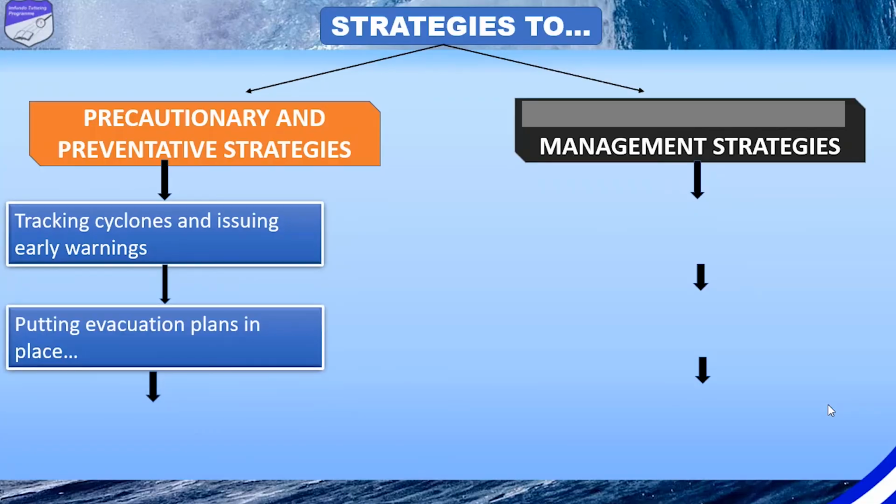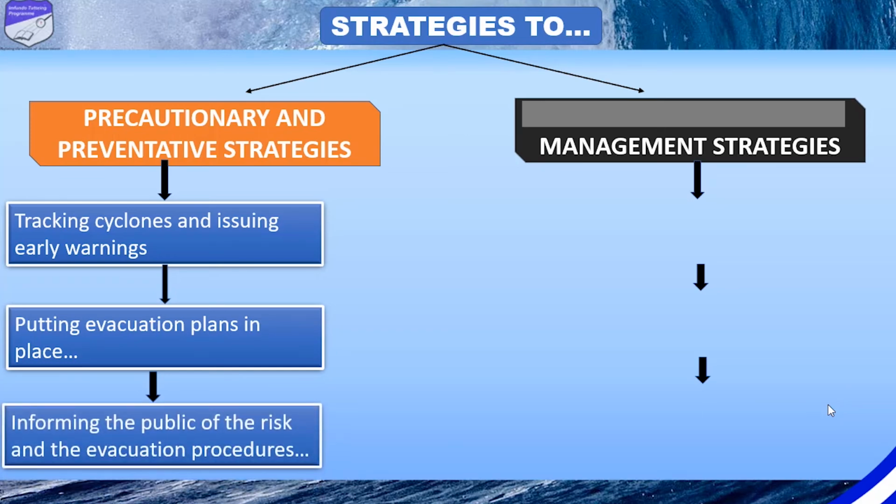We can put evacuation plans in place, where we are planning that when the cyclone comes, we're going to have to take people from places along the coast because those are the places that are going to be hit hard by a tropical cyclone. We also inform the public of the risk and evacuation procedures so that they know exactly what they're expected to do when the cyclone arrives. Let us look at the management strategies.